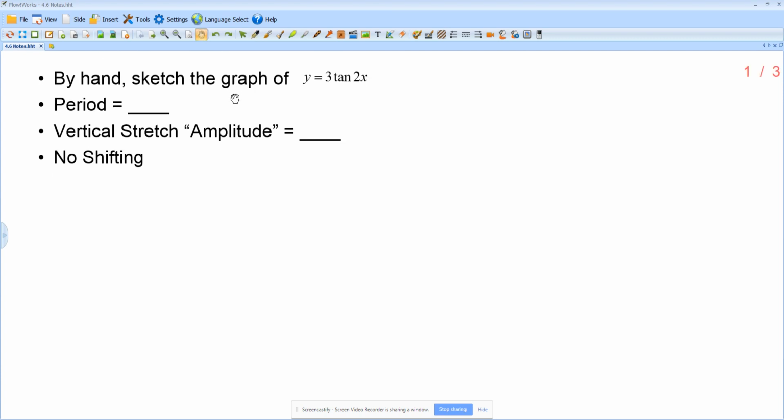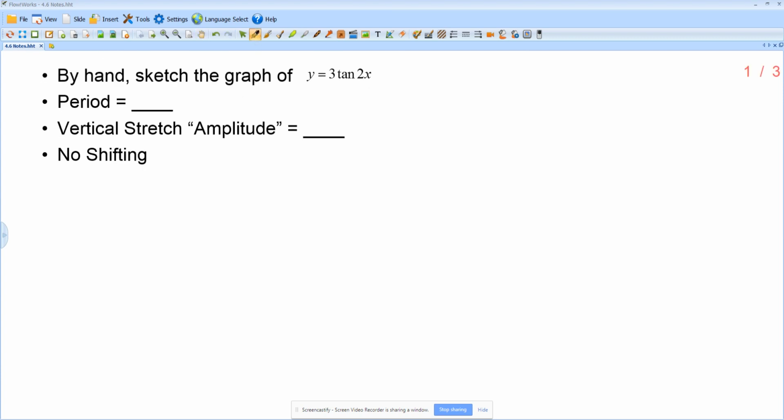All right, welcome to these examples. We just got 3 slides that we got to get through, going over the graphs of tangent, cosecant, secant, and so on and so forth. So looking at this, graphing y equals 3 tangent 2x.